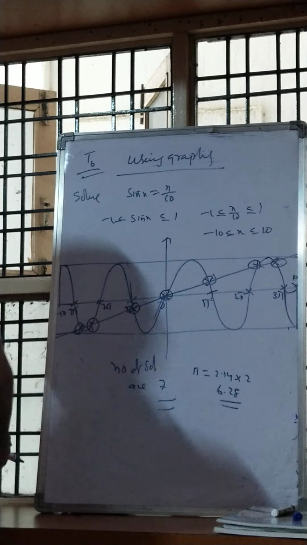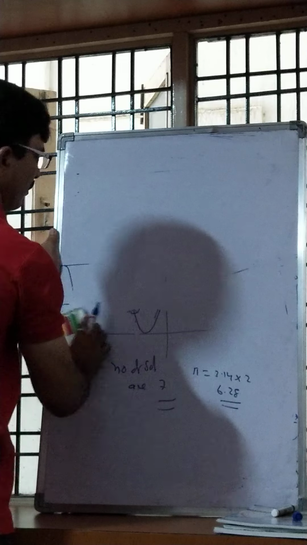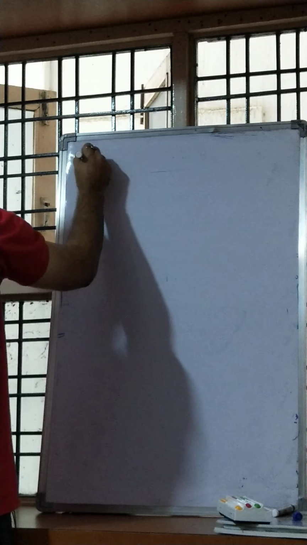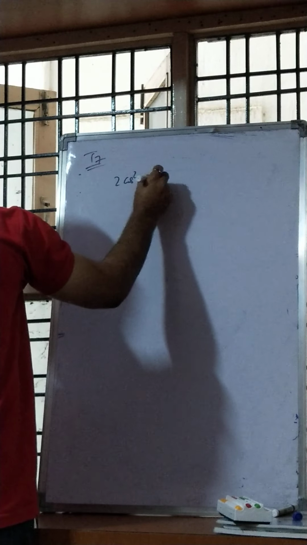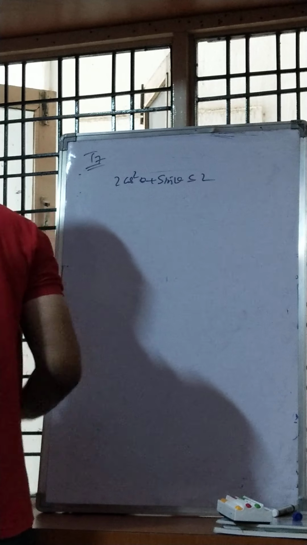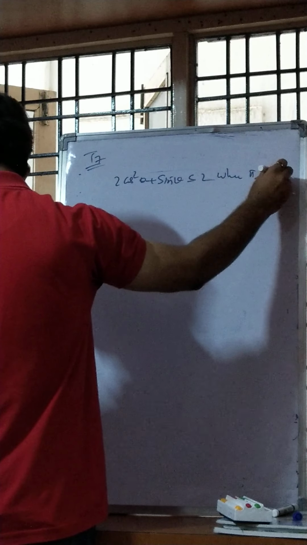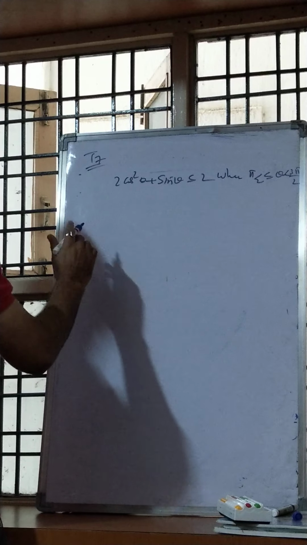The last one is left over: inequality based problems. Type 7 is the inequality based problem. For example, 2 cos square theta plus sin theta is less than or equal to 2, where pi by 2 is less than theta less than 3 pi by 2 is given. So theta belongs to the second and third quadrant.